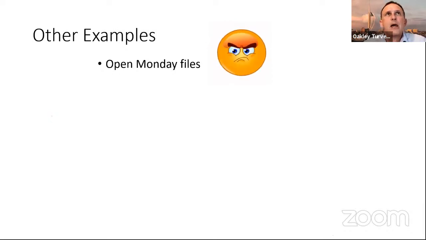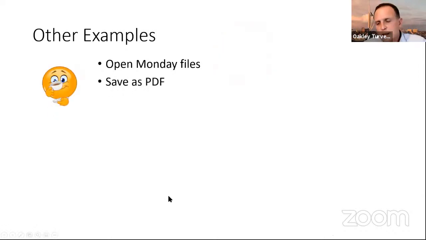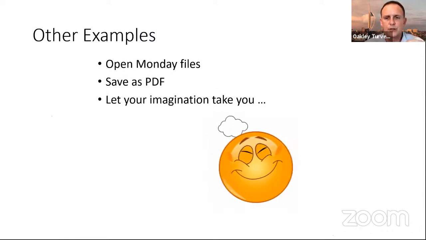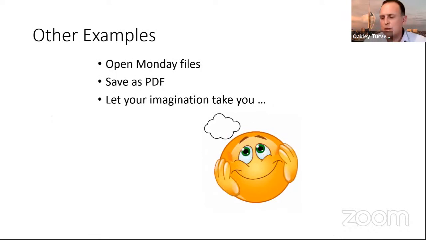Things like saving files as PDFs. Again, it's a small thing. It might save you 10 or 20 seconds each time you do it. But these are the kind of things that really, really save you time when you've got it recorded as a macro. Anything else? Well, the sky's the limit. Whatever you want to do, if it's a repeatable action, you can record yourself doing it, and then the machine will do it again for you.